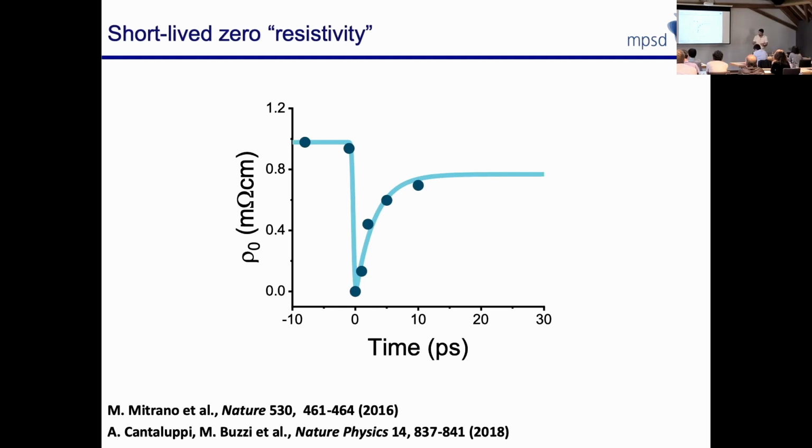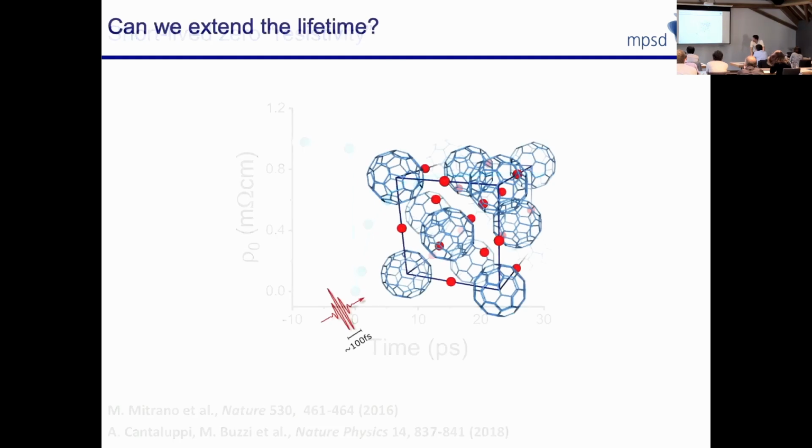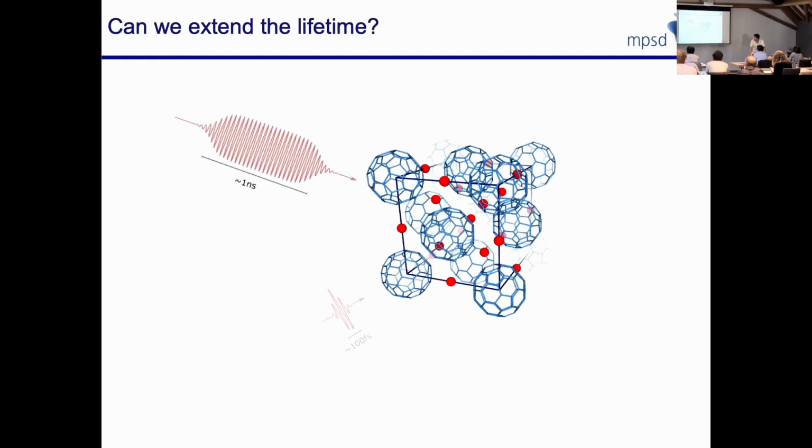So what we should do is to try to extend the lifetime of the state for various reasons. One, because it's better, and secondly, because we can now try to apply new methods to study this. So what we did during the pandemic and before was to develop a new laser, which allows us to drive these molecular nodes with pulses that are tunable between 100 femtoseconds and 1 nanosecond.